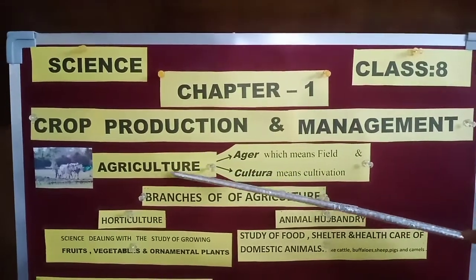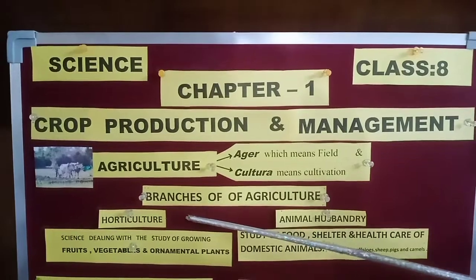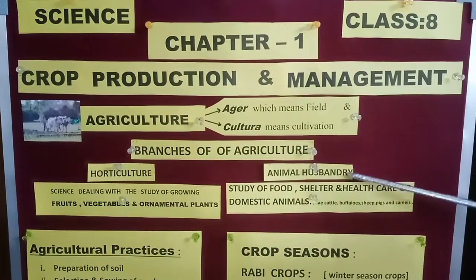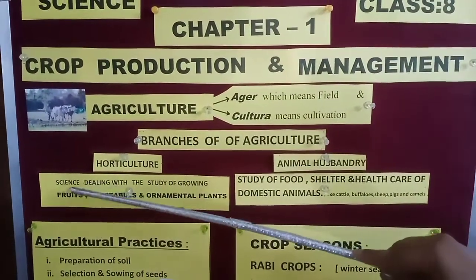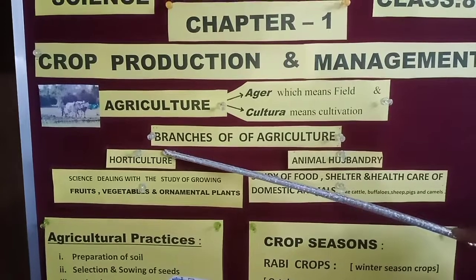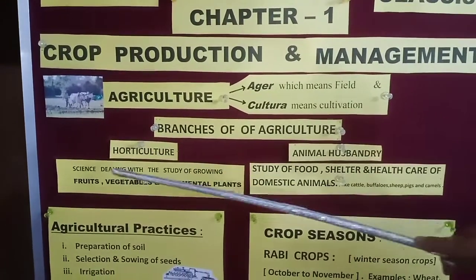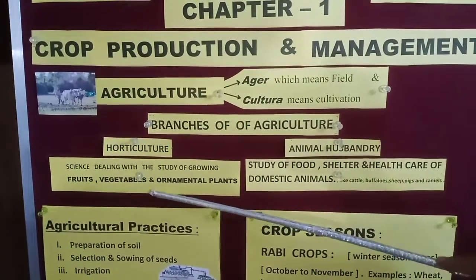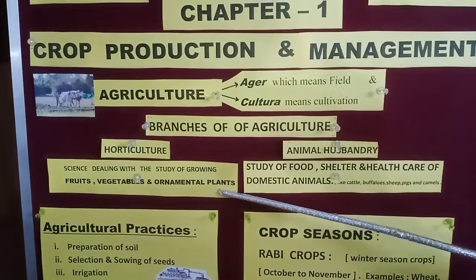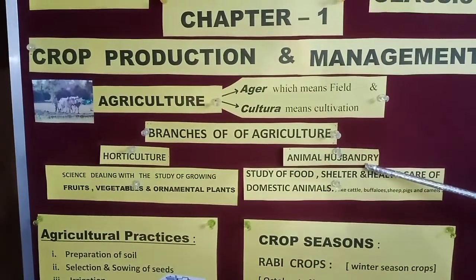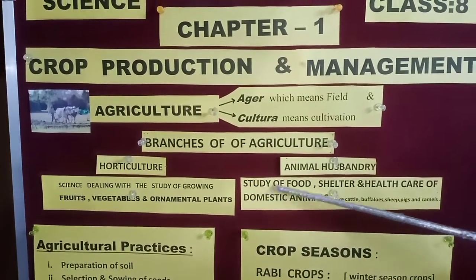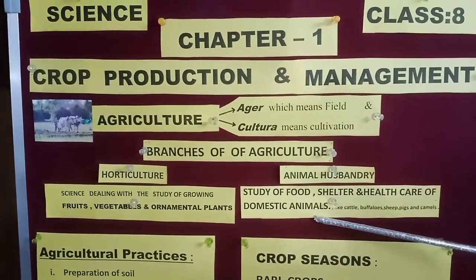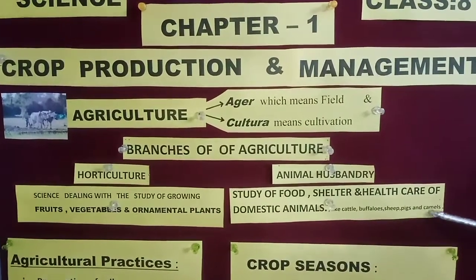In this chapter, we will study the two main branches of agriculture. These are horticulture and animal husbandry. Horticulture is derived from the two Latin words hortus, meaning garden, and culture, meaning cultivation. So, it is the science dealing with the study and growing of vegetables, fruits, and ornamental plants. The next is animal husbandry. It is the science dealing with the study of food, shelter, and health care of domestic animals like cattle, sheep, pig, camel, etc.